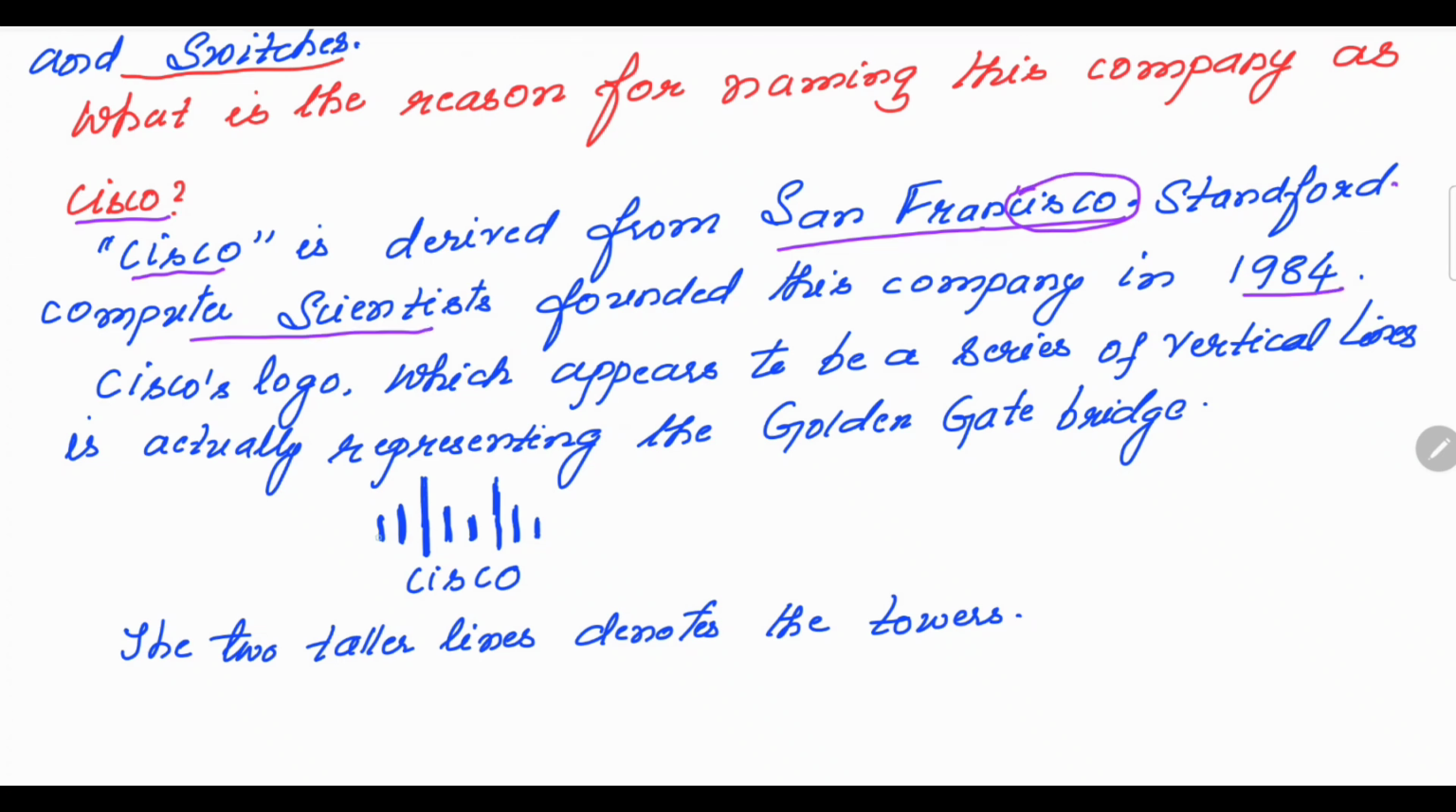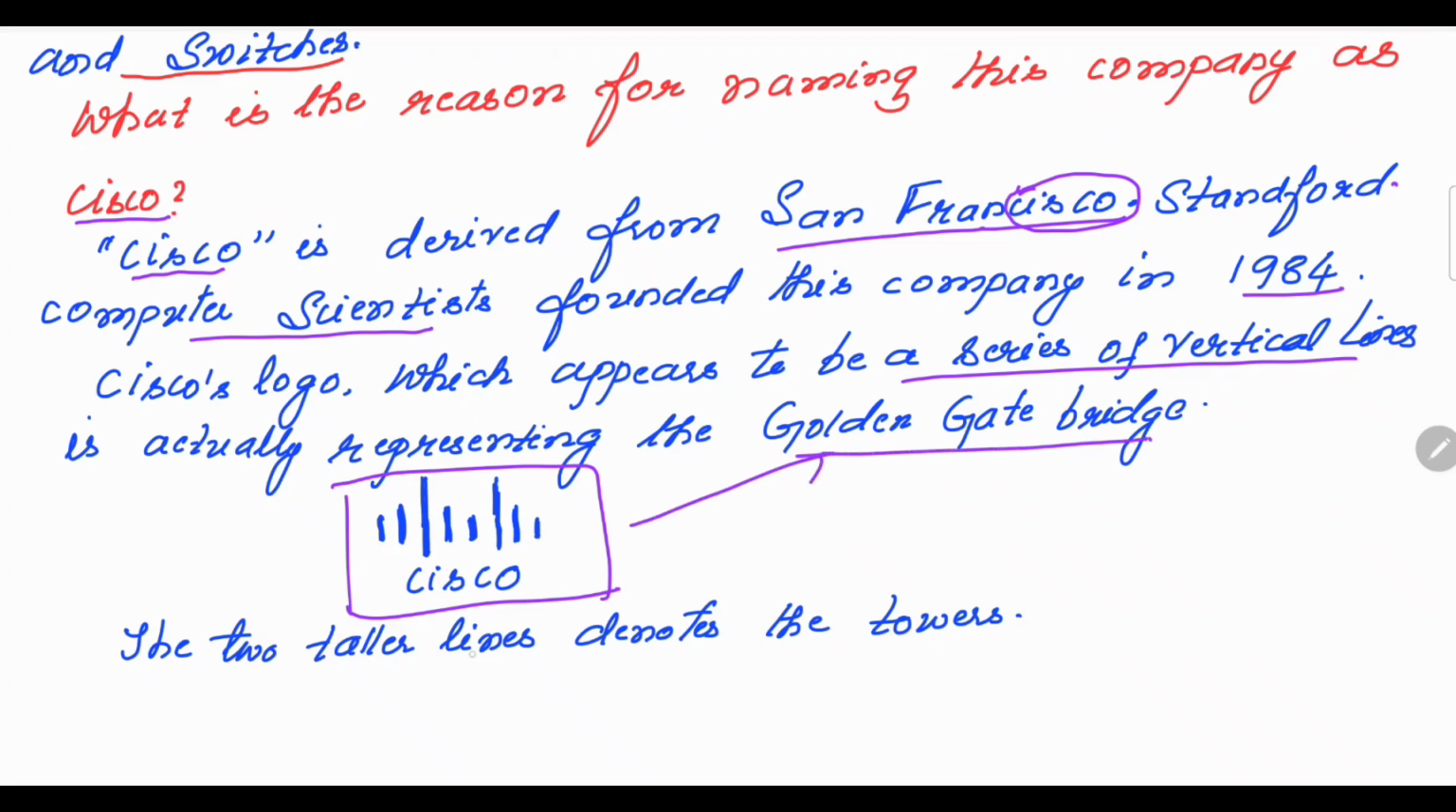The Cisco logo looks like this. You can see vertical lines of smaller length, medium length, and bigger length. This logo appears to be a series of vertical lines. This is actually representing the Golden Gate Bridge. And the two taller lines, this one and this one, denote the towers.